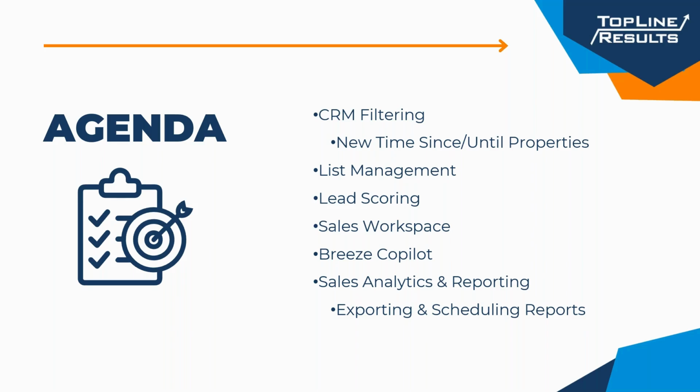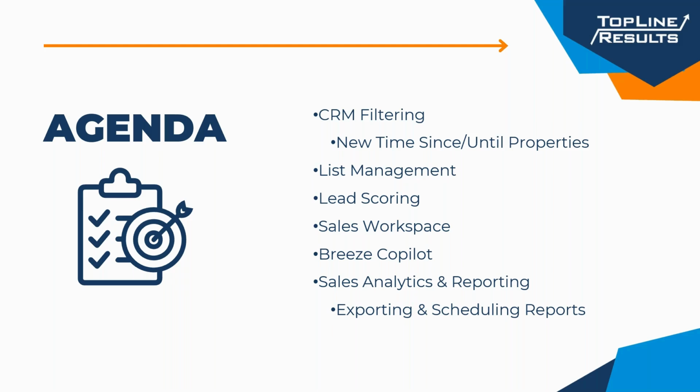We'll then take a look at lead scoring and how we can set up scoring metrics. We'll take a look at the sales workspace, which is a nice all-in-one platform for salespeople to manage their leads, their deals, their tasks, and their activities. Then we'll take a look at Breeze Copilot and some new functionality regarding autofill. So we'll see how that works when we're typing in prompts and how we can select prompts and have HubSpot direct us to the information we need to fill in to get the most out of those prompts.